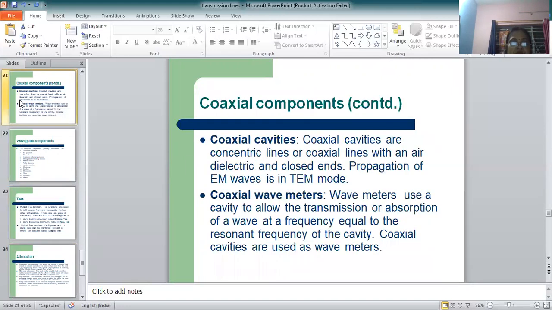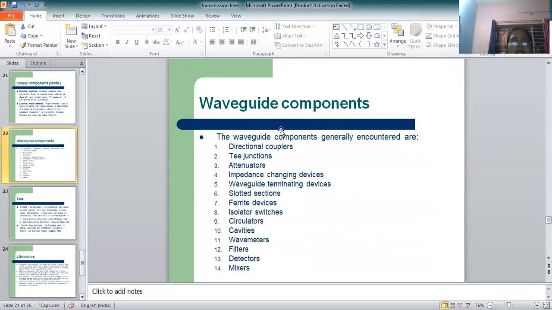Then coaxial cavities are also there, and coaxial wave meters. Coaxial cavities are concentric lines or coaxial lines, whereas the coaxial wave meters include the cavity to allow the transmission or absorption of the wave. Then there are waveguide components, which include directional couplers, T-junctions, attenuators, impedance changing devices, waveguides, slotted sections, circulators, cavities, wave meters, filters, detectors, and mixers.